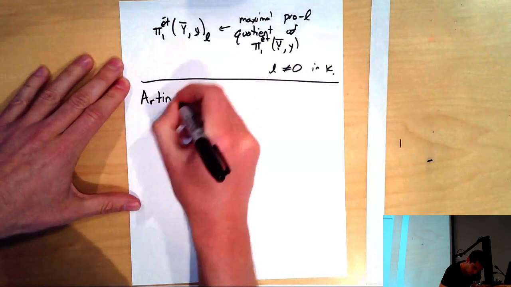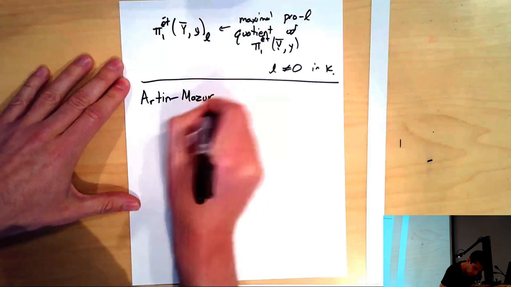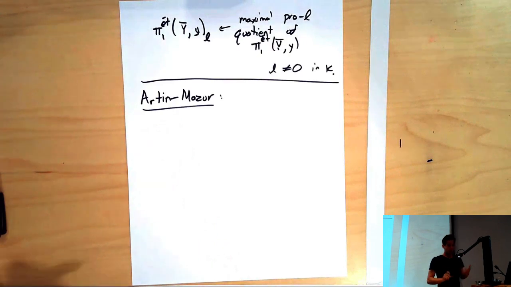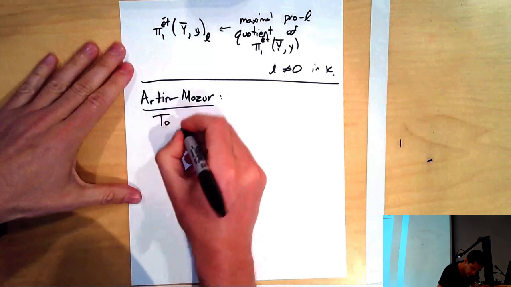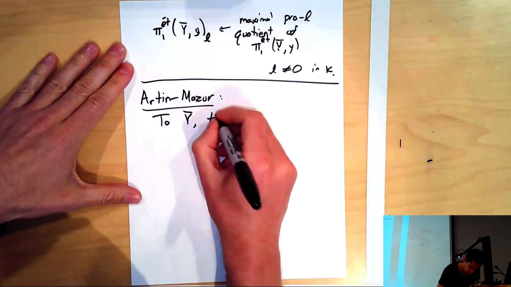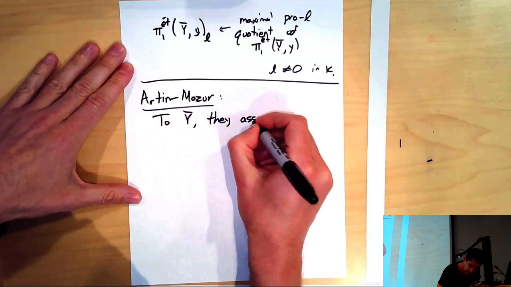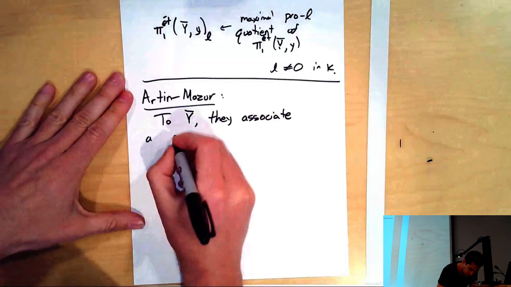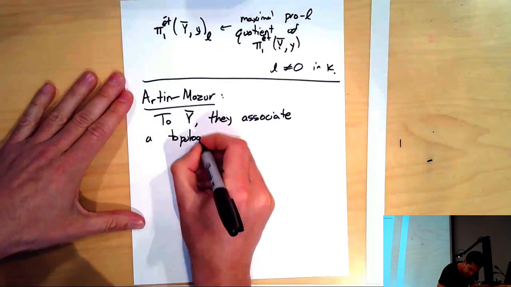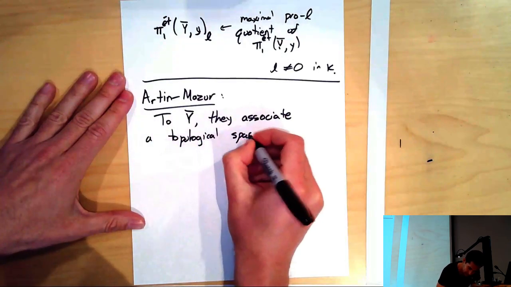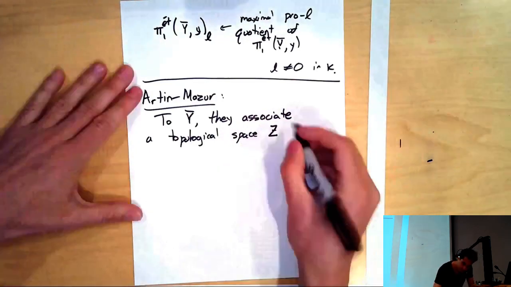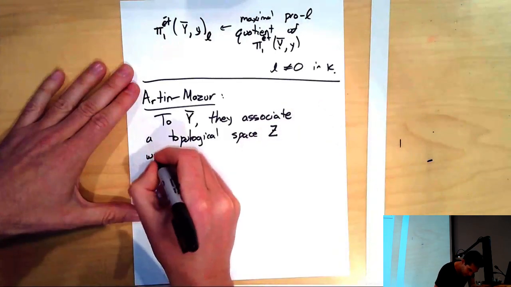So now, Artin and Mazur introduced a refinement of this étale homotopy group, something that they called the étale homotopy type of X. So to Y bar, they associate, well, there's a couple of ways of saying it, but I'm just going to say an actual topological space. Let's call it Z, with the following properties.